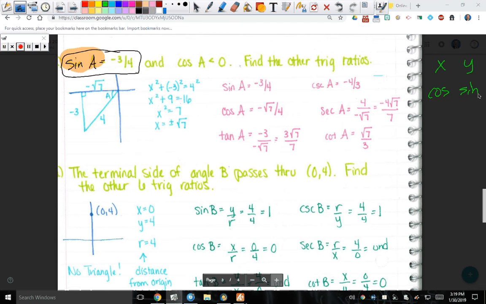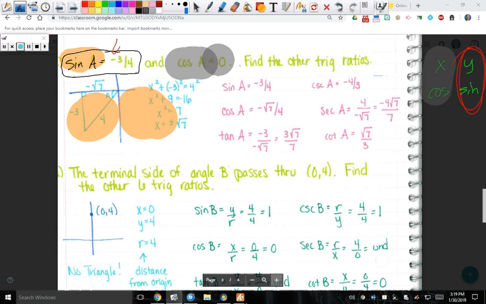Now, if the sine is negative, I'm saying already the y values are negative, so it must be in one of 2 quadrants, either quadrant 4 or quadrant 3. You with me? Now, it also said the cosine, which is the x value, is negative. So it could only be to the left of the y-axis, which is up in quadrant 2 or down in quadrant 3. The overlap happens where? In quadrant 3. That's how I know where to draw the reference triangle.